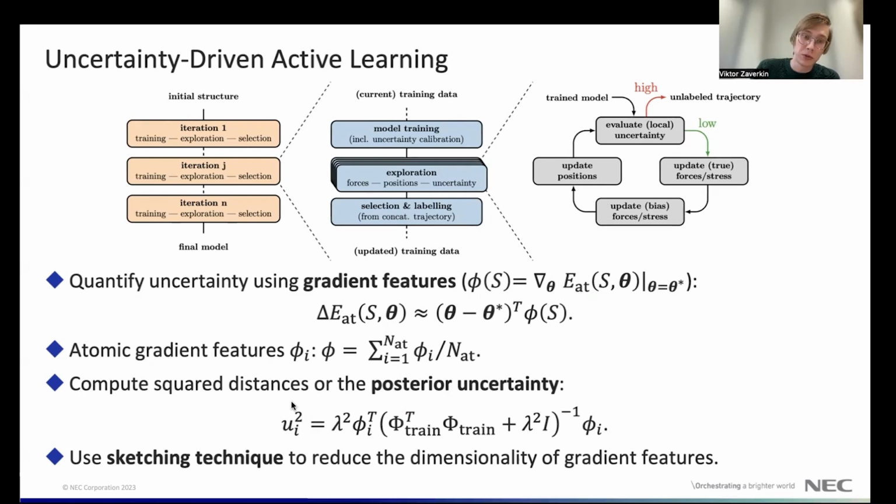And for these, we use typically the square distances between the gradient features or directly compute the posterior uncertainty. An example of the posterior uncertainty defined for a local property is shown here. So as a final remark, I wanted to mention that we use a sketching technique to make our approach computationally efficient, and this is because gradient features are highly dimensional, and we use the sketching technique to reduce the dimensionality of our gradient features.